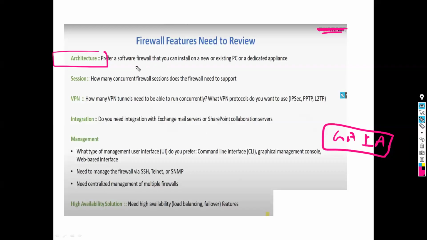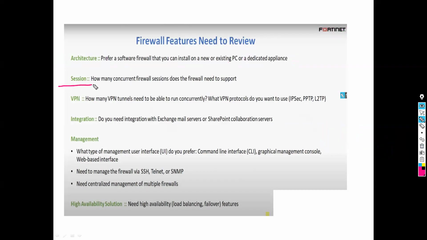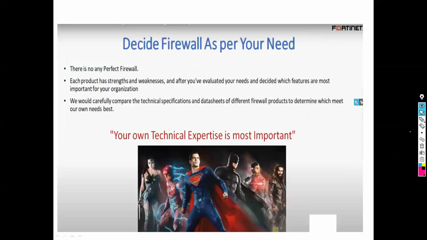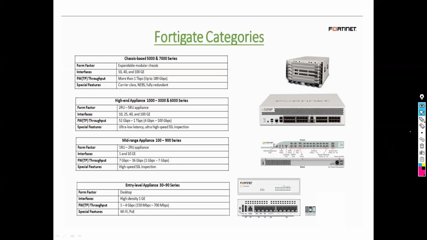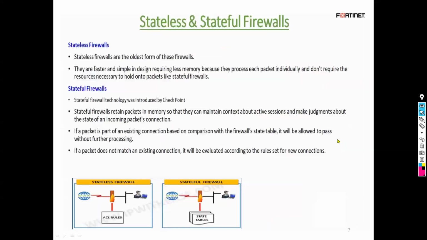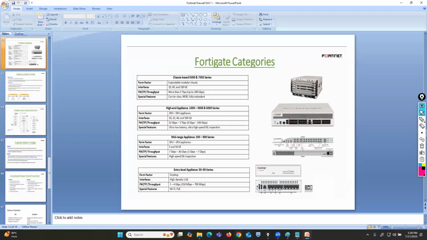Prefer a software firewall that you can install on a new or existing PC, or you can go with a dedicated appliance. You need to know the number of sessions, how many concurrent firewall sessions the firewall needs to support. Because if I'm working in a big network, I cannot go with an entry-level firewall device. So before buying a firewall device, you need to know which firewall series is suitable for your organization. For this, you can check the data sheet. Let's verify our data sheet here.